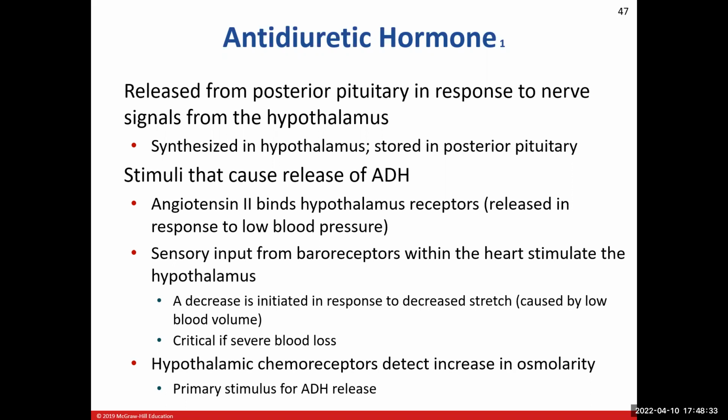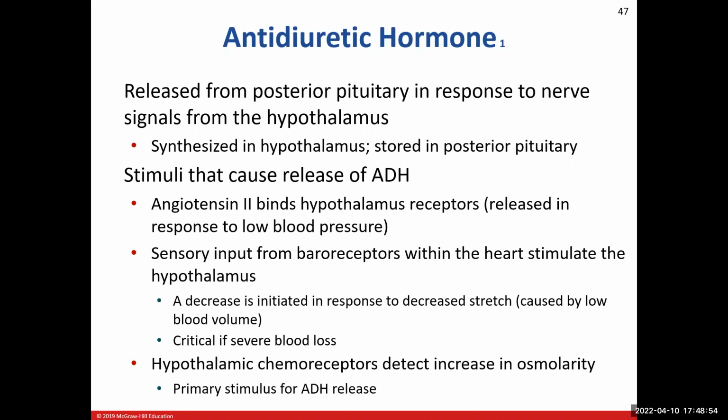I'm going to pick back up with our hormones. Before, we were talking about our renin-angiotensin II hormone system, mainly about the effects of angiotensin II. And now we're going to move on to our antidiuretic hormone, also known as ADH.